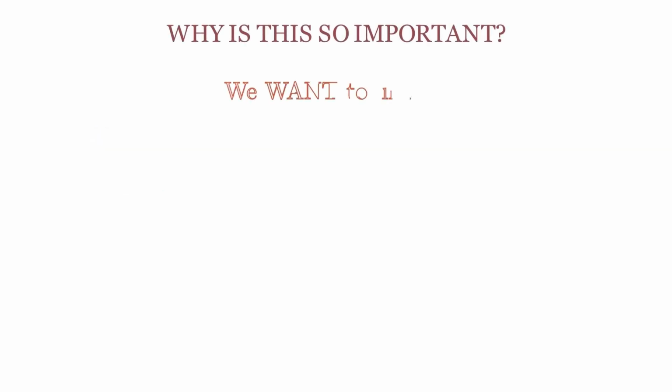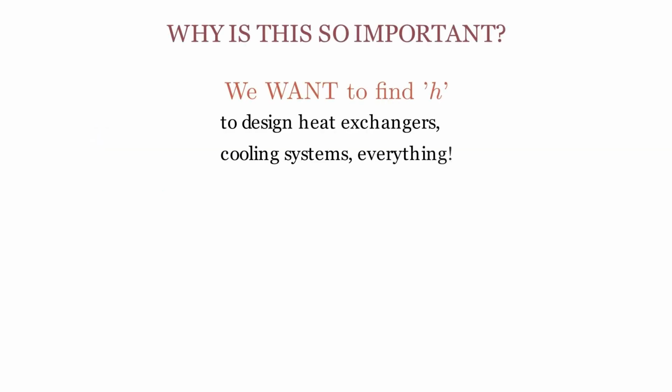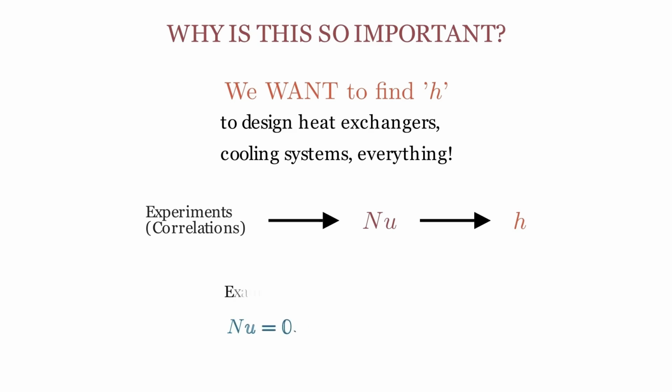Why is this so important? Because we want to find H, the heat transfer coefficient, to design heat exchangers, cooling systems, everything. Nusselt number correlations, based on experiments, let us calculate Nu, and from Nu, we can find H. Example correlation: Nu equals 0.023 times Re raised to the 0.8 times Prandtl raised to the 0.3.